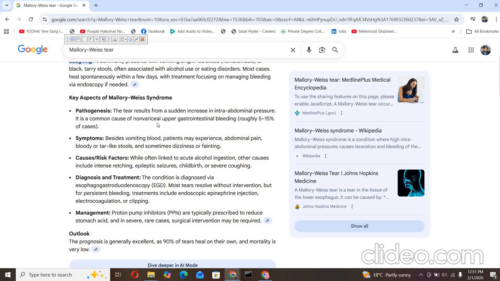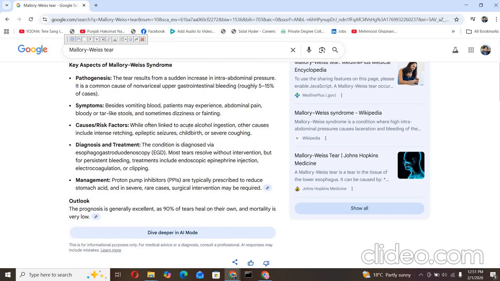Most tears heal without intervention, but for persistent bleeding, treatment includes endoscopic epinephrine injection, electrocoagulation, or clipping. Management includes proton pump inhibitors, which are typically prescribed to reduce stomach acid, and in some rare cases surgical intervention may be required.